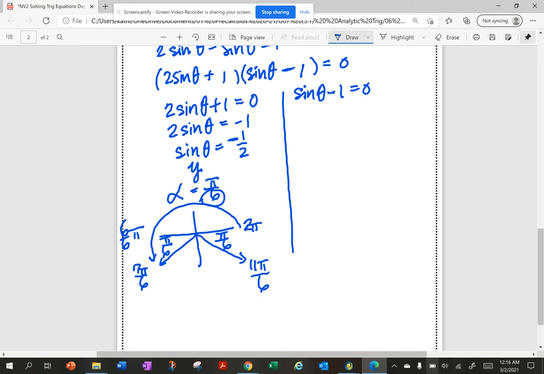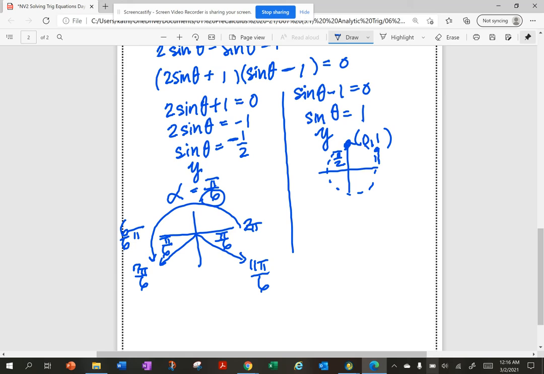Okay, let's solve the other factor. I'm going to add 1 to both sides. So this is sine of theta equals 1. So again, sine means the y coordinate. So I'm thinking about my unit circle here. So y, this is at 0, 1. So y is 1 here. So this is at pi over 2.